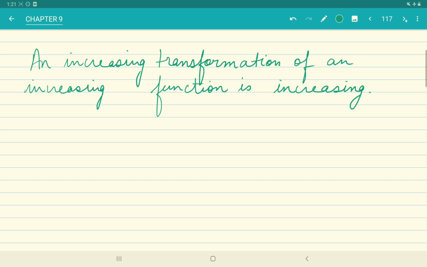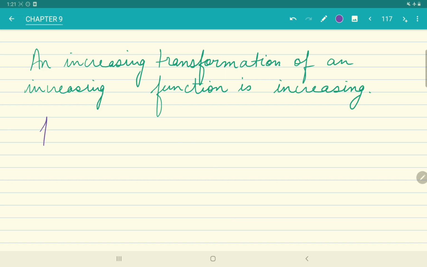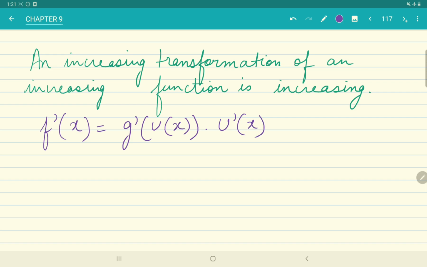Next, we prove that the composite function is concave. For that, we have to take up f double prime x, and that means we are going to differentiate f prime x with respect to x. So for that, let me write f prime x here. F prime x is equal to g prime u of x multiplied by u prime x.